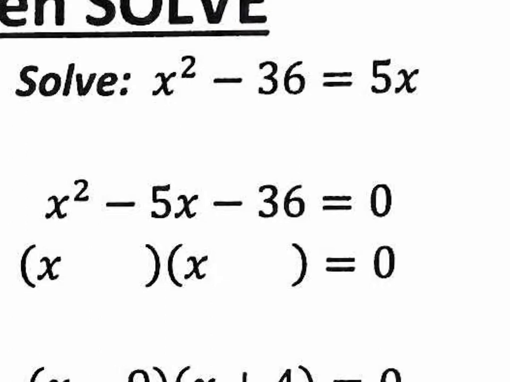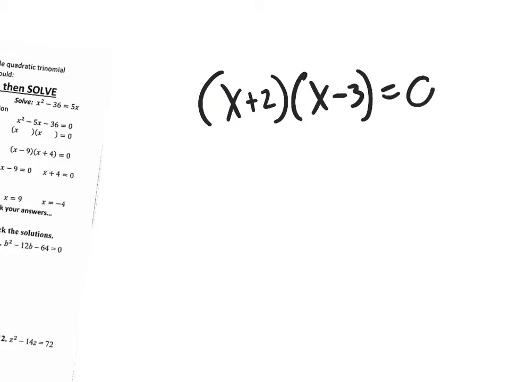Do you guys remember zero product property? Anybody? Let's go over here to the side. If I had x plus 2 in parentheses times x minus 3 in parentheses, and they were equal to 0, the zero product property allows me to split them and solve and get two simple answers. What are the simple answers to this? The first one would be 0, right? What are the answers? X equals what?